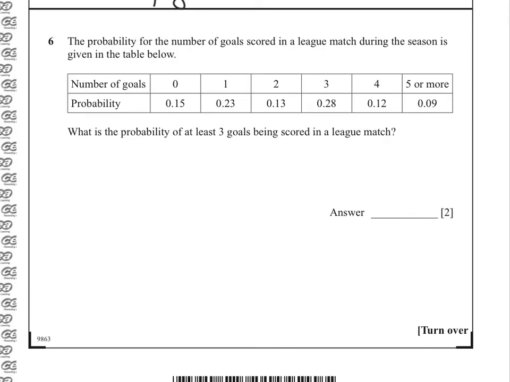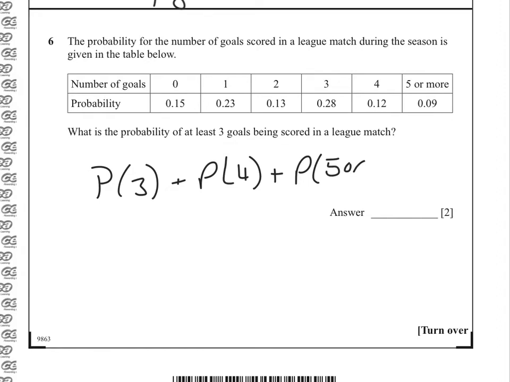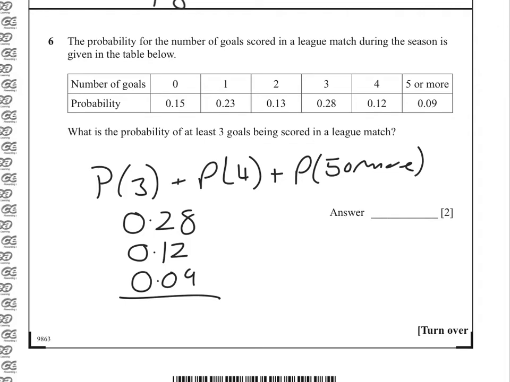Probability is given in the table. What is the probability of at least 3 goals being scored? So that's the probability of 3 goals, the probability of 4 goals, or the probability of 5 or more. So that will be 0.28 plus 0.12 plus 0.09. 8 and 2 is 10, plus 9 is 19. 2 plus 1 plus 1 is 4, and we get 0.49.